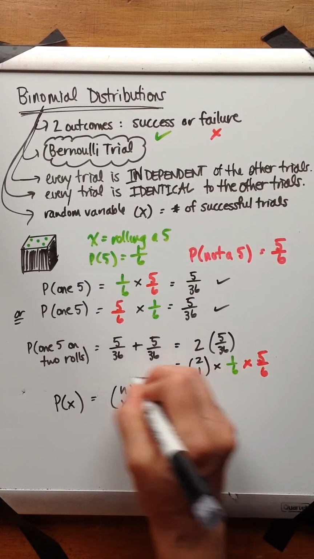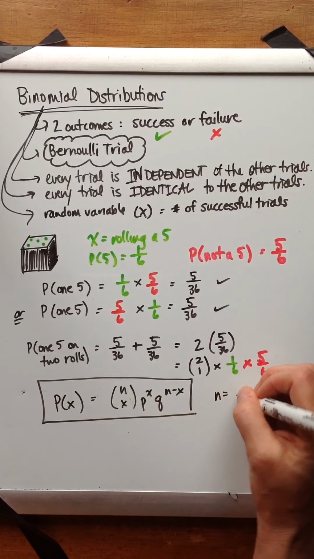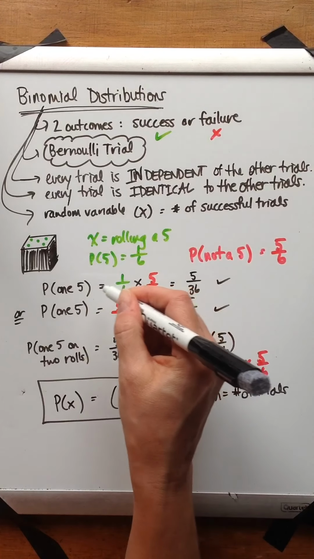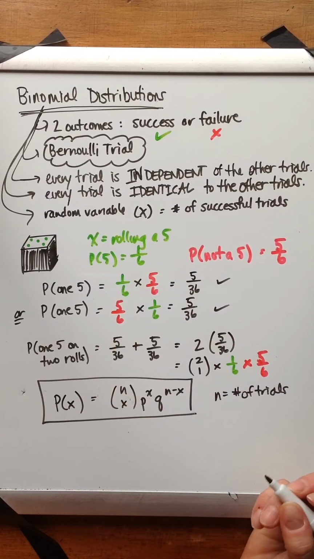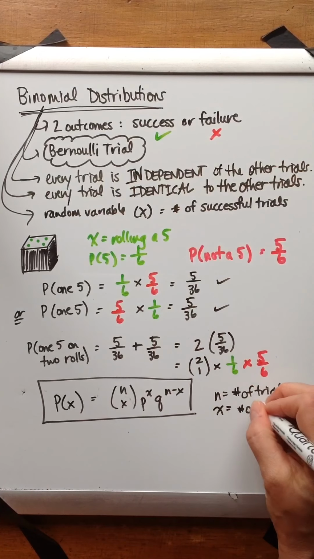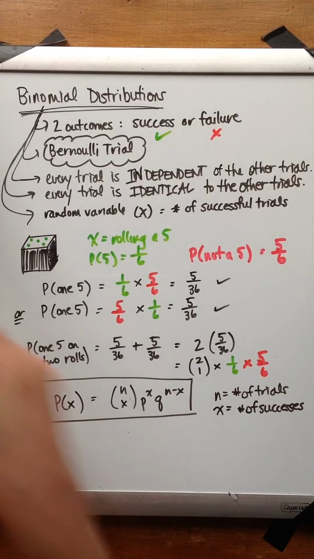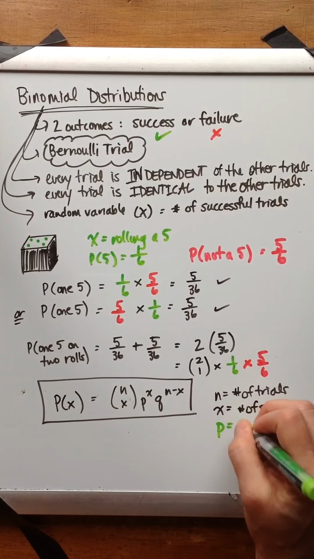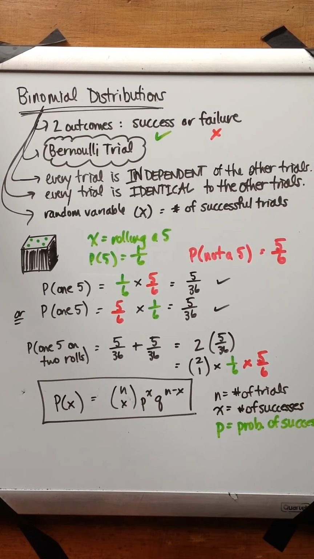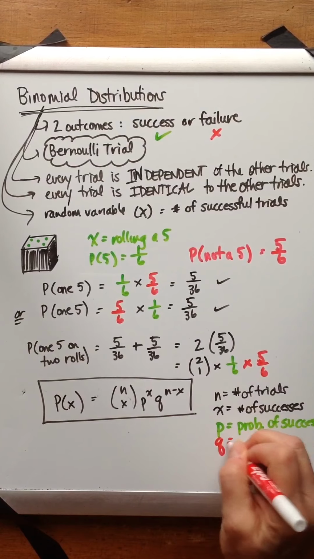Okay, it looks like this. Okay, so n is your number of trials in your experiment. Here we only had 2 trials. We only rolled the die once and again for a total of 2. X is your number of successes, and we define that up here. So P then is your probability of success, raised to the exponent x, the number of successes, and Q is the probability of failure.